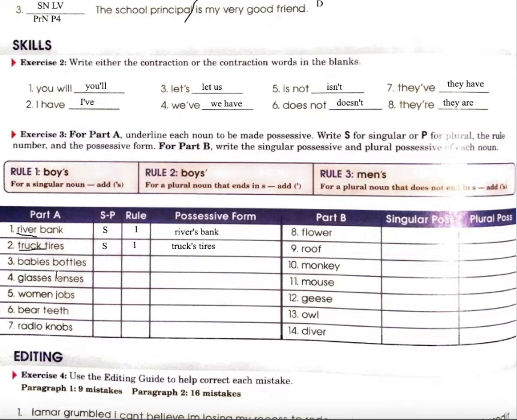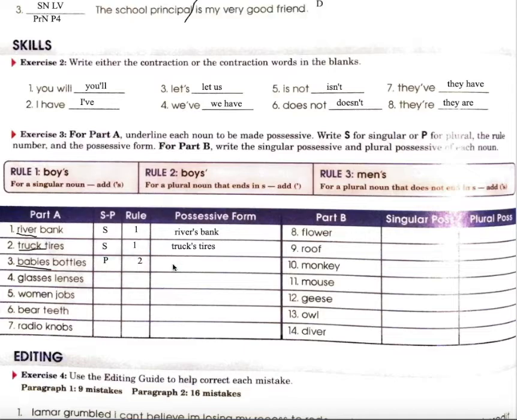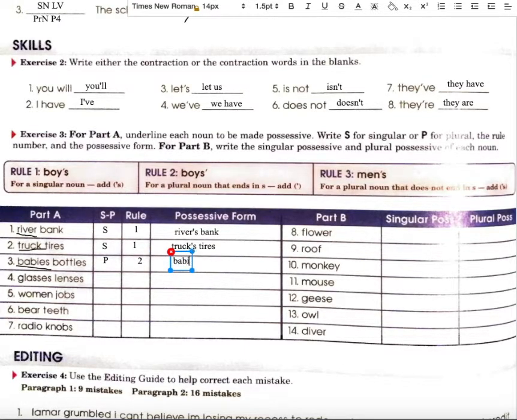Babies' bottles. Underline the noun. Babies. Is it singular or plural? It is plural. Follows rule number 2. And the possessive form is babies, apostrophe after the S, bottles.